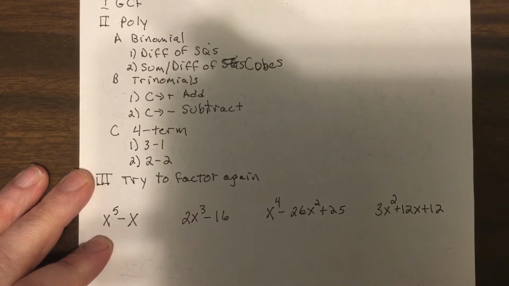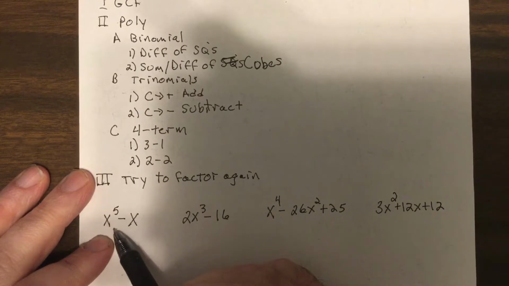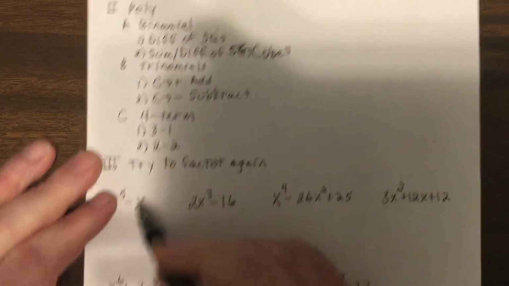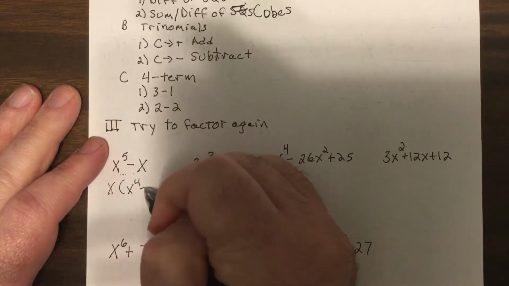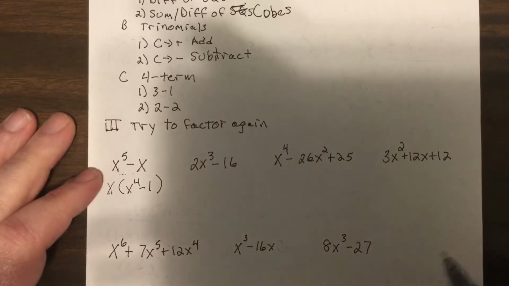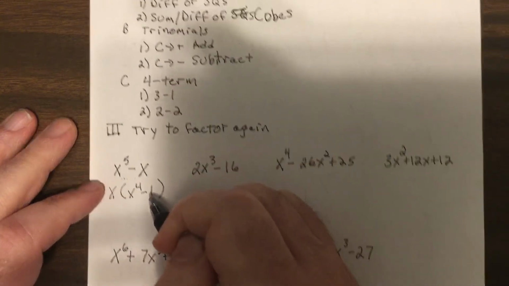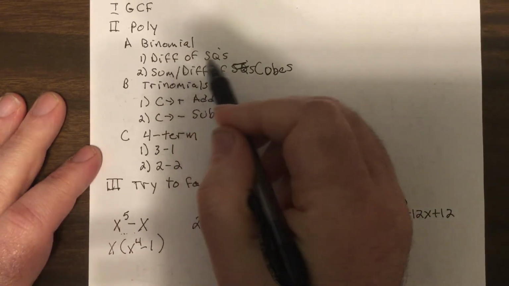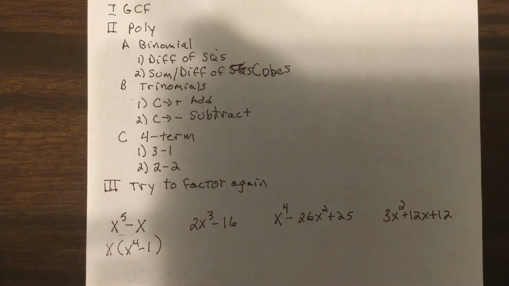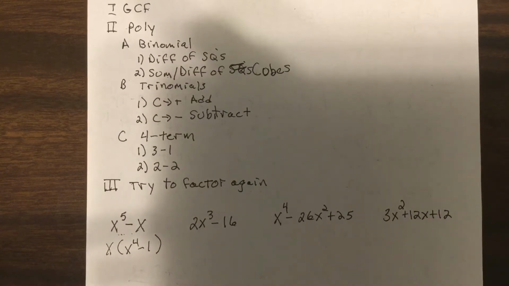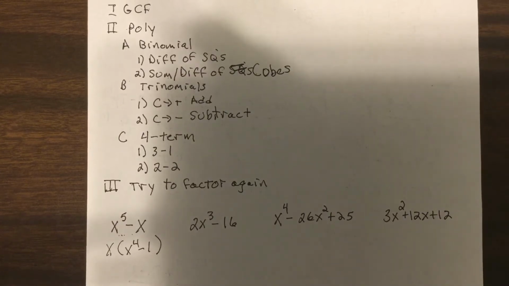The first thing I need to do is say, what is the GCF? GCF is x, so I factor it out. Then I say, okay, can I factor this further? What's a binomial? A binomial is a difference of squares or sum or difference of cubes. Now remember, the cubes have a poem to it. First, write it without the cubes. Then square the first term, opposite sign, product of the two, add the square.